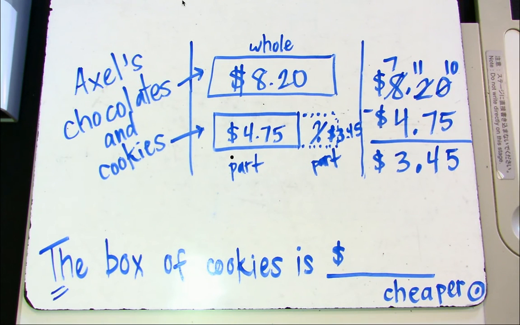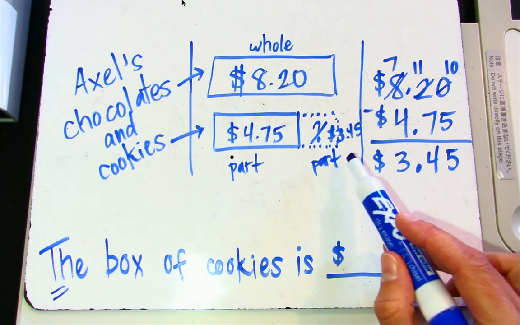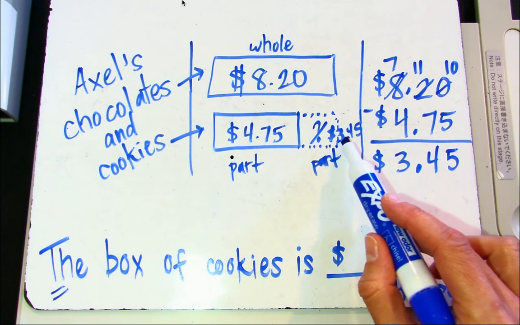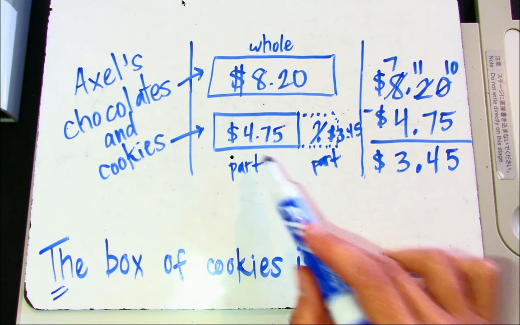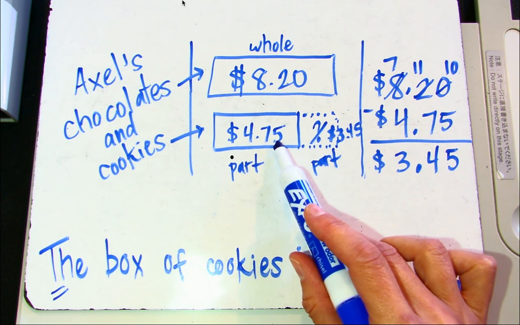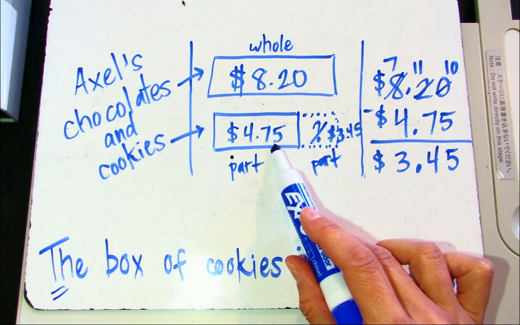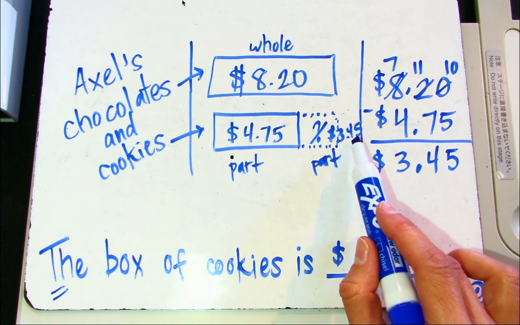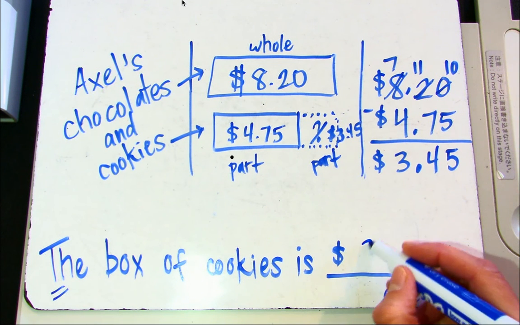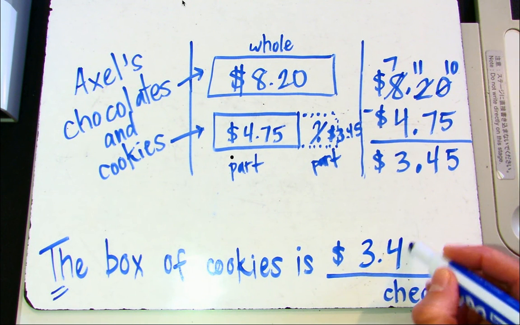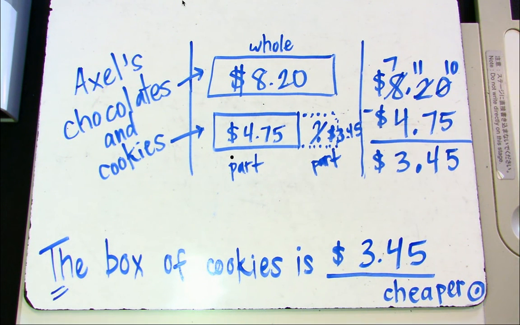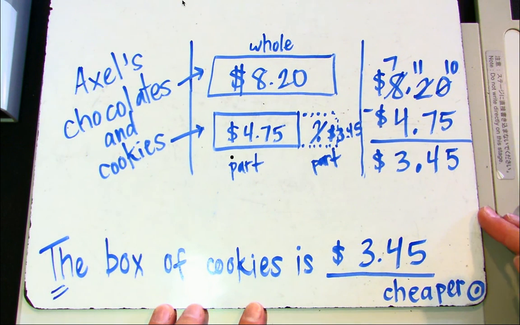And that is how much cheaper the cookies are. Let's see if that looks like it would make sense. $3 plus $4 is 7. 75 cents. Well, I know 75 cents plus 25 cents gets me up to the next dollar. That'd be $8. And then I'd have 20 more cents. So that looks like it would make sense. And then I fill in my answer sentence and I am good to go.